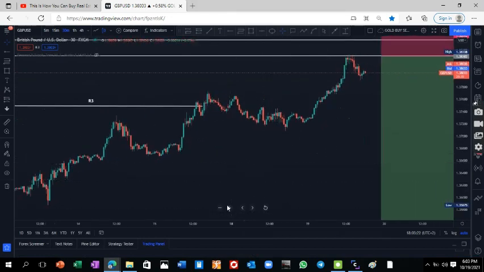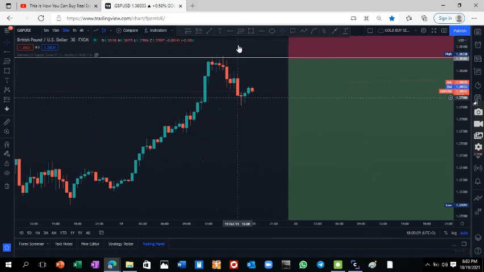You can see we had a lot of wicks at this level, therefore I entered right here after seeing this. Okay, so you would have easily drawn something like this, and immediately price broke that level, you'd have entered. So it's always important to wait for your confirmation before you can actually enter the trade.